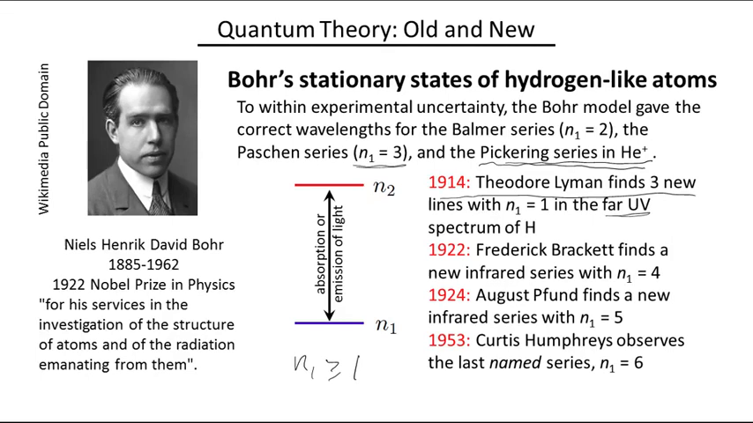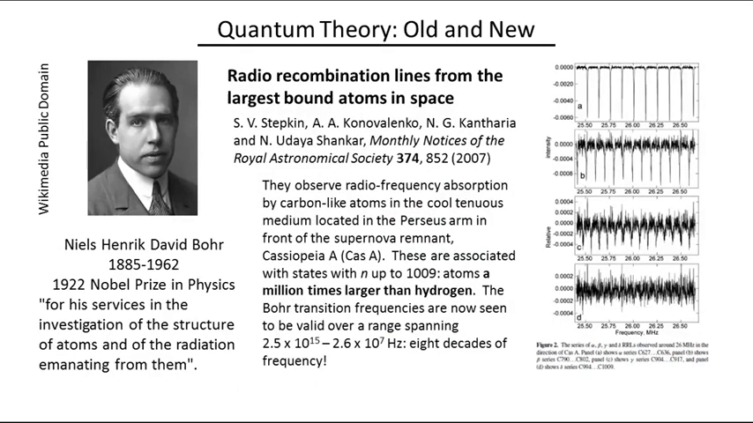The series with N1 equal 2 and N1 equal 3 were accounted for at the time. N1 equal 4 was discovered in 1922, shortly after, then N1 equal to 5, and so on. They just keep going and going and going. At N equals 6, they stopped naming these series after their discovery because it became appreciated there's an infinite number of these series.